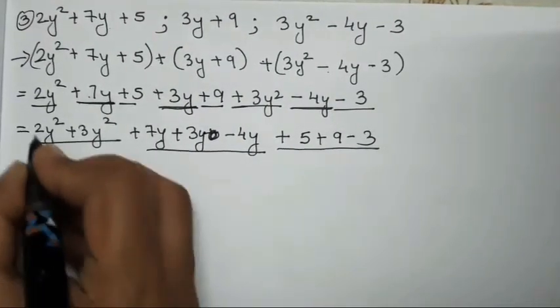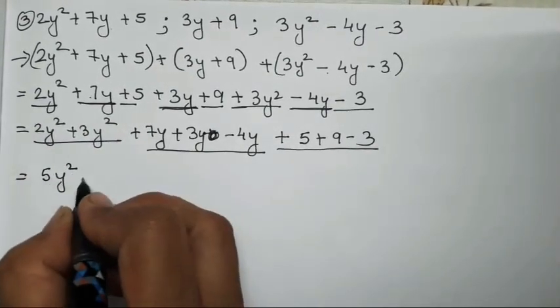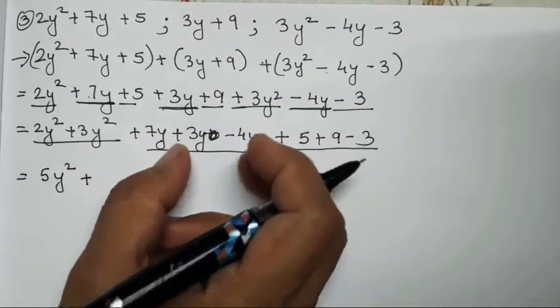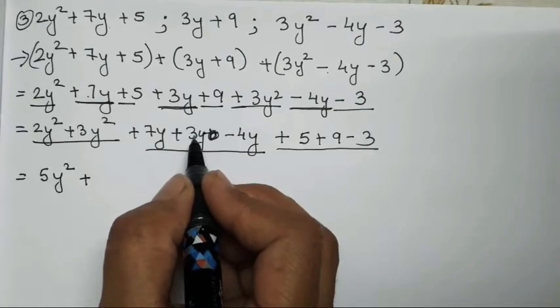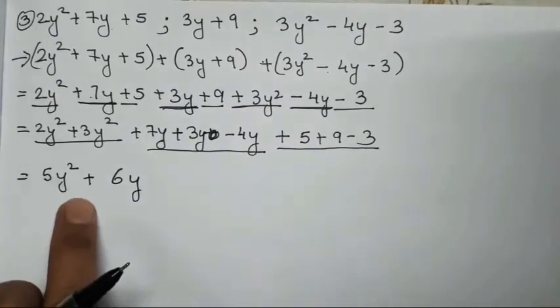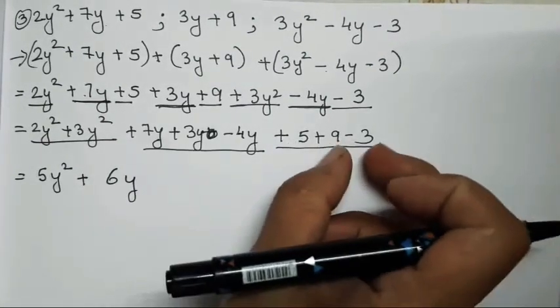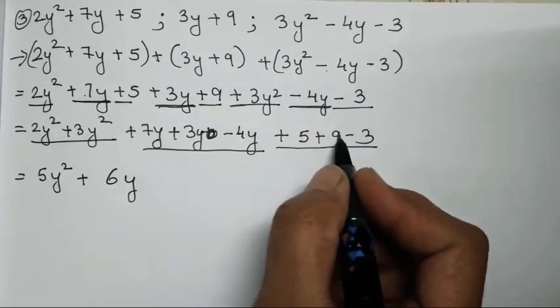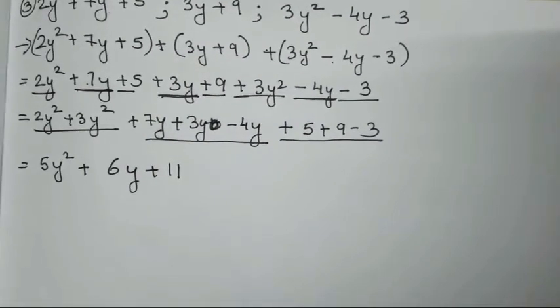Now solve it. This is plus, so this will be 2 plus 3, 5y square. Now this, first solve this and then this. So it is going to be 7 plus 3, it's going to be 10. 10 minus 4, it's going to be 6 and y. Plus sign because 7 is the bigger number. Next you all have to solve this first and then this. So 5 plus 9, 14. 14 minus 3 is going to be plus 11. Isn't it easy to solve? It becomes very easy when you underline it. Okay, during exam you can underline it with a pencil and then erase it.